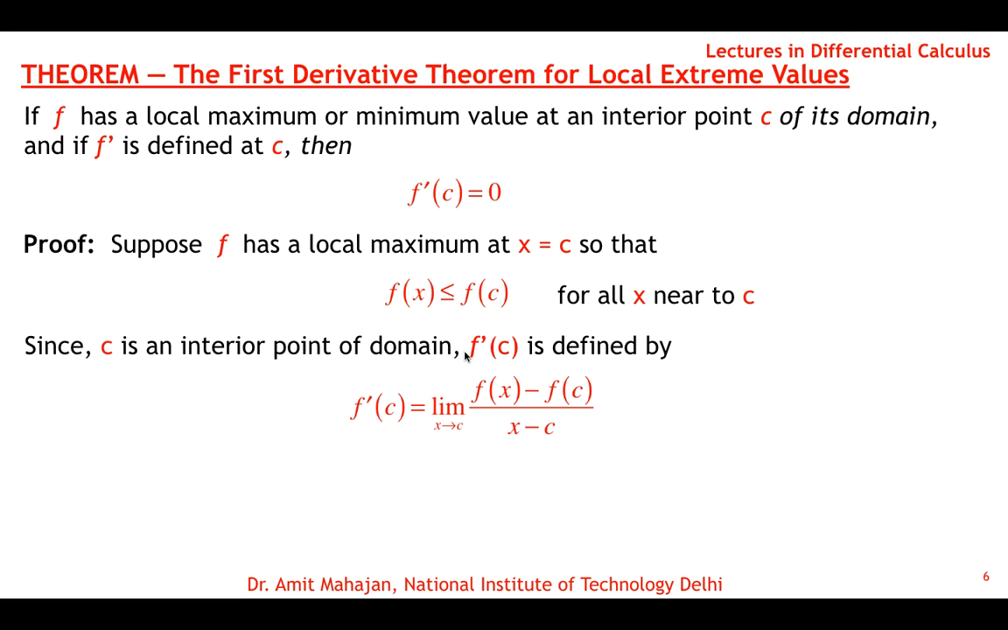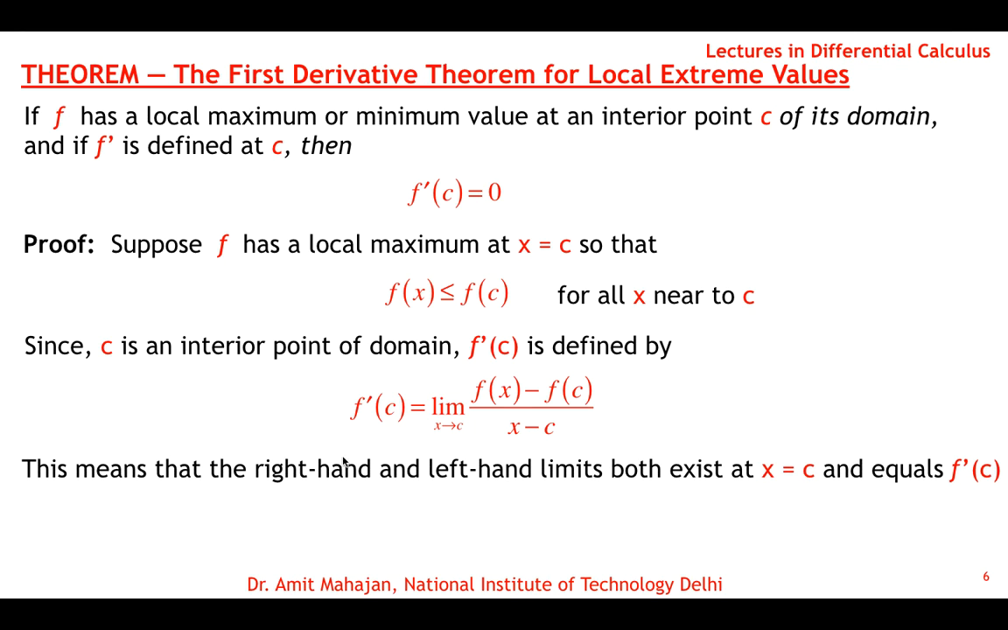Okay, and f dash c is defined by. Okay, so we know how to calculate the derivative using the limit formula. Okay, this means that the right hand and left hand limits both exist at x is equal to c and equal f dash c. Okay, because the derivative exists.